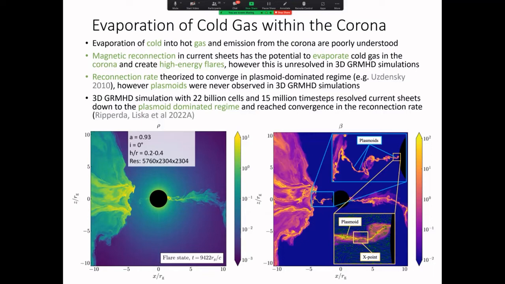You see the end stage of this simulation. On the left again is the density, and on the right is the plasma beta, which is the gas over the magnetic pressure. In the plasma beta plot, you see a current sheet forming. You see the plasmoid highlights, and you also see the field lines and the associated X point where we think the reconnection happens, where this gas really gets heated up and these non-thermal particles get created.